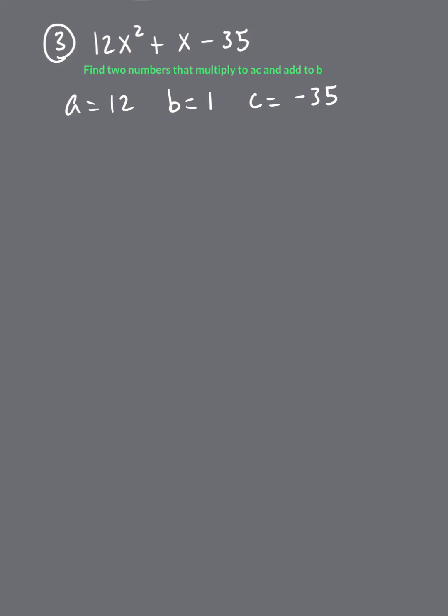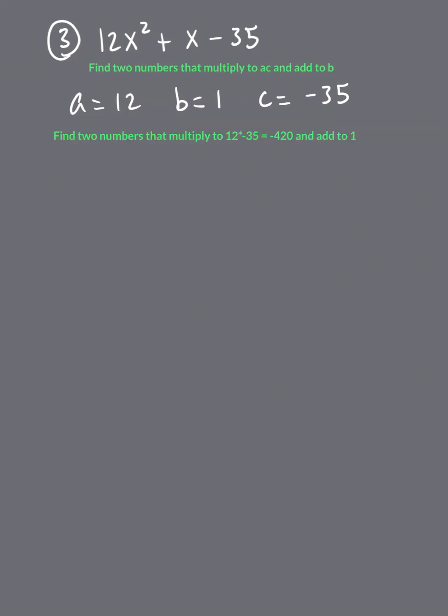And so now we have to find two numbers that multiply to 12 times negative 35 and add to 1. When we multiply 12 and negative 35, we get negative 420, and B is 1. So what are the two numbers that would multiply to negative 420 and add to 1? 21 and negative 20.